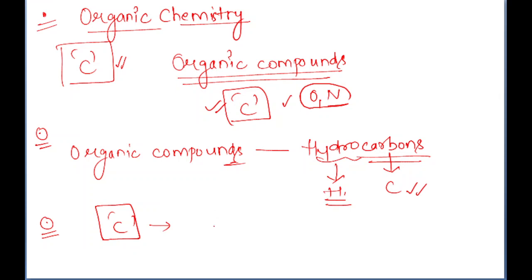Okay, carbon, the atomic number of carbon is 6. And the electronic configuration will be 2, 4. The first shell will contain 2 electrons, the maximum it contains, because the first shell contains only 2 electrons, and then in the next we have 4, and to complete the octet it needs 4 more electrons. This means carbon can form 4 bonds.